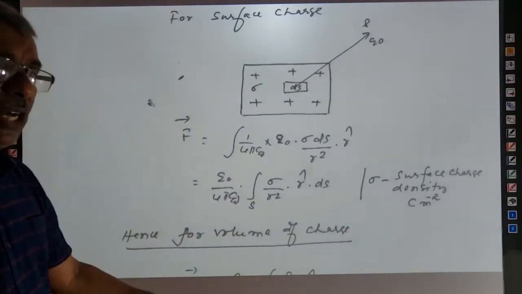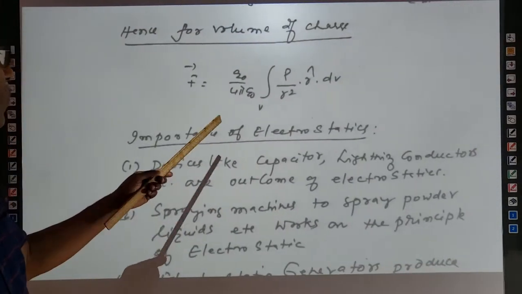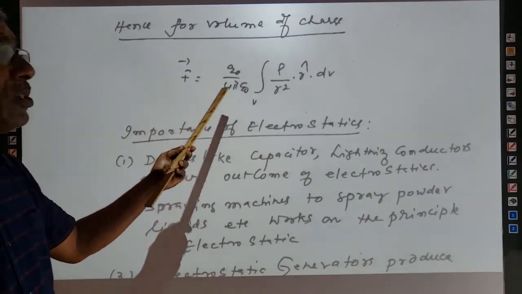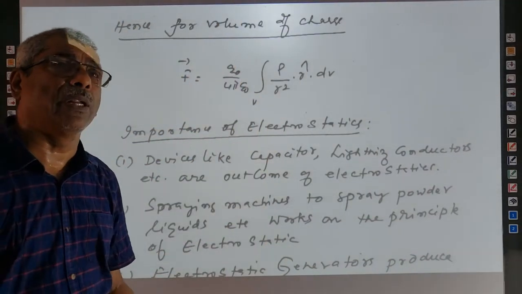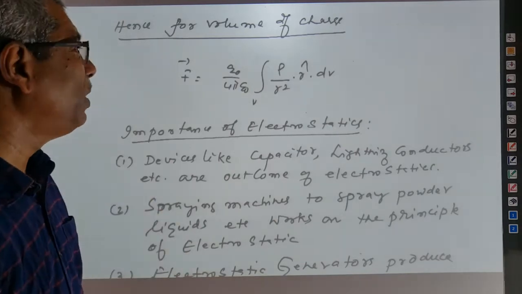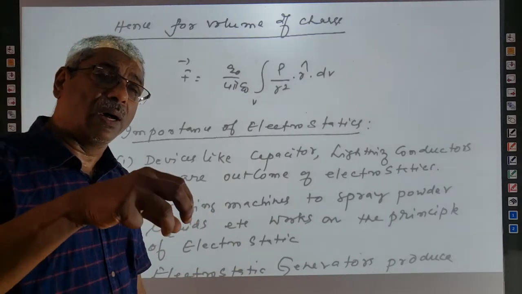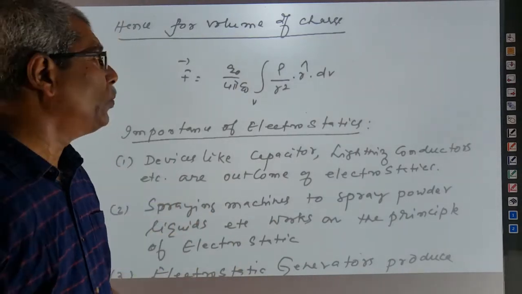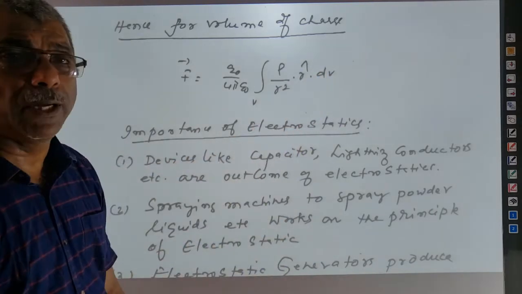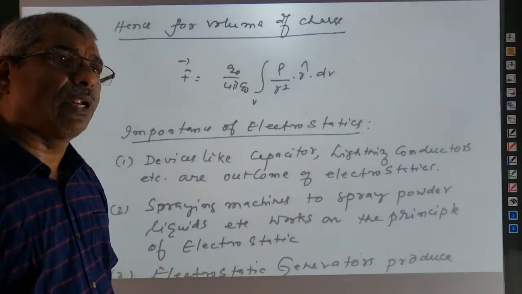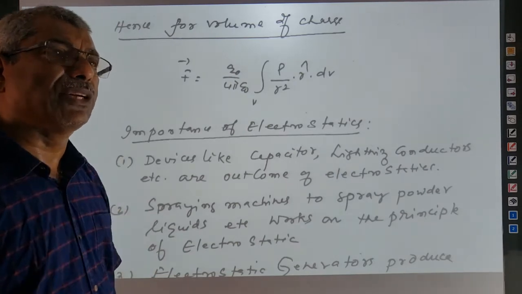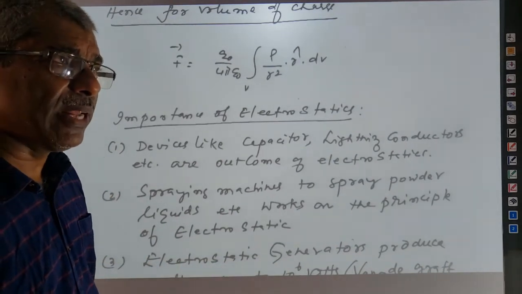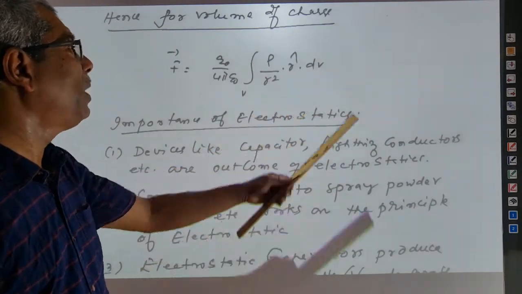Next, volume of charges. It is very simple. Volume of charges means a cubical volume containing charge distributed uniformly. Out of this, a small cube is taken whose volume is equal to dV. First of all, it was by line. Next it is a small area ds, and now it is a small volume dV.